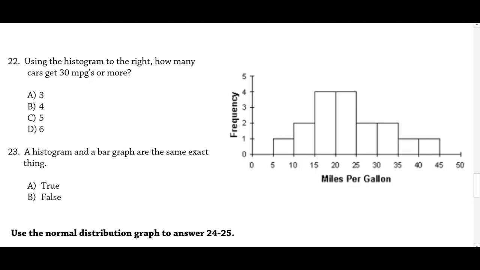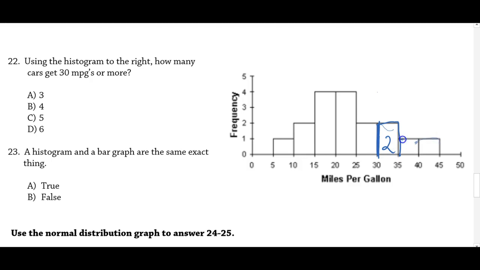For this one, we have using the histogram to the right. How many cars get 30 mpgs or more? So, key idea here, we're looking at our line of 30. It's our divider. So if I look at this bar directly to the right, how many does that represent? How many cars are in that category? 2. So that's worth 2.